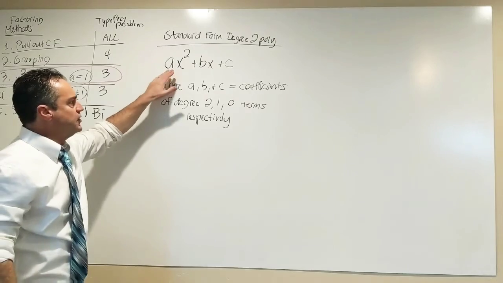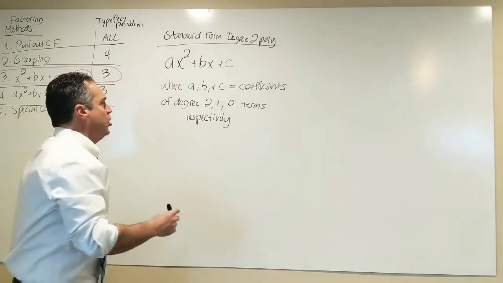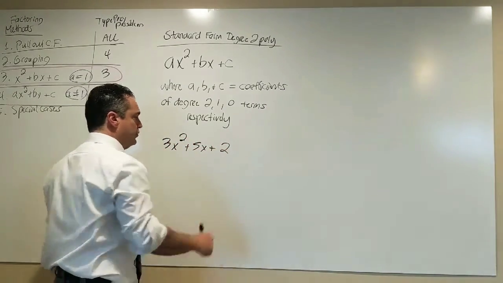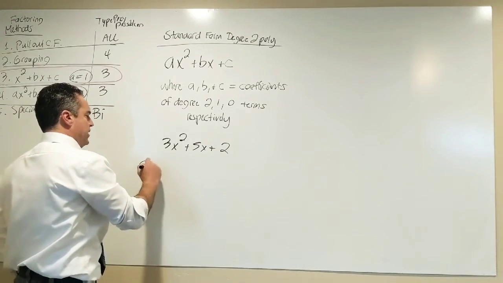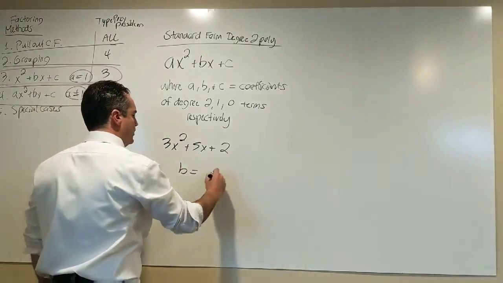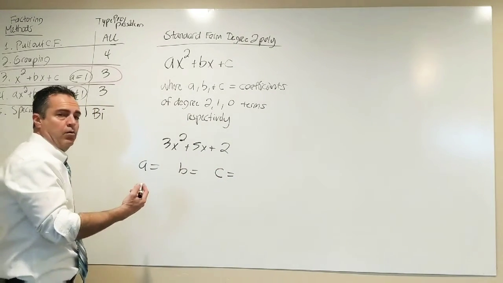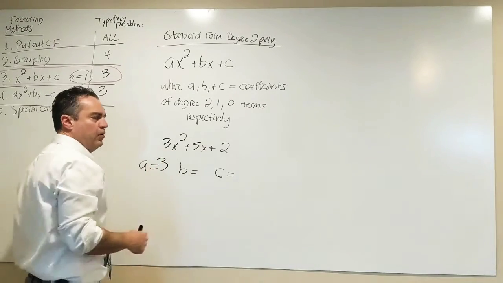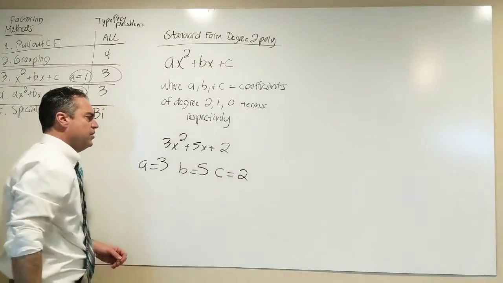I want you to look at this trinomial here. Obviously, it's all in the hypothetical range. We could have something like 3x squared plus 5x plus 2. My question for you is, what does A equal? What does B equal? What does C equal in this trinomial? Nicole, what does A equal? 3. Yeah! What does B equal? 5. 5, very good. What does C equal? 2. Very good.